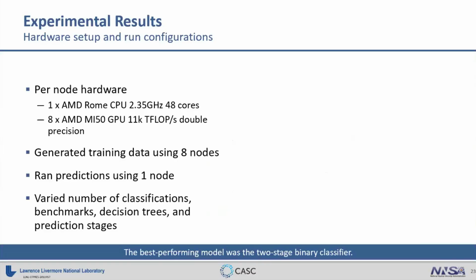So for our experimental setup, we used a supercomputer cluster at Livermore Labs. Each compute node on the test cluster had a single 48-core AMD Rome CPU and 8 AMD MI50 GPUs. We generated our training data using 8 nodes and our predictions using 1 node. And in total, we had 7 run configurations for experimental treatments. In each experiment, we varied the classification type, number of benchmarks, number of decision trees, and the number of prediction stages.